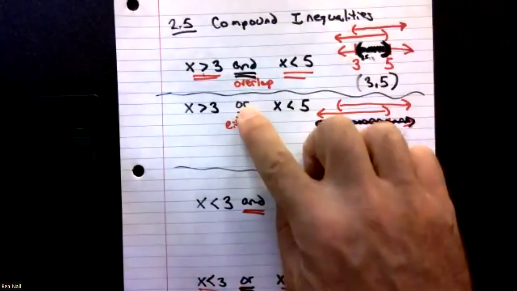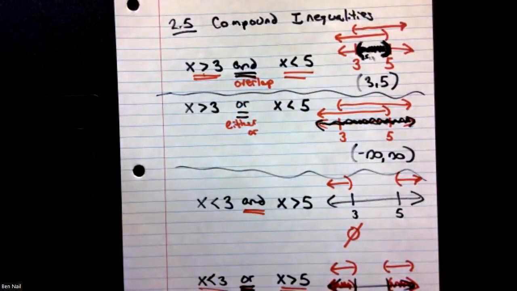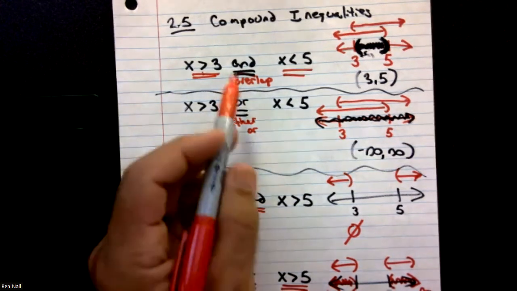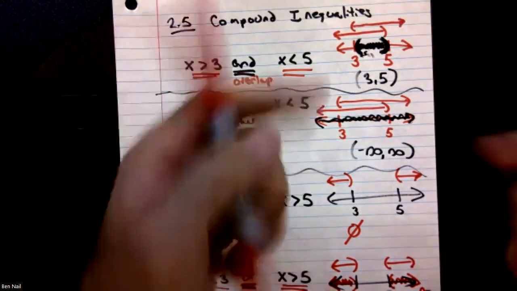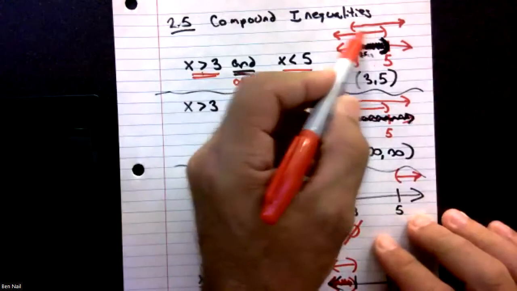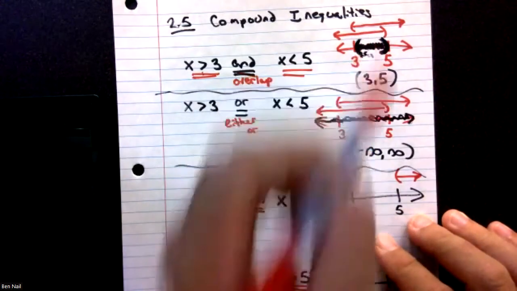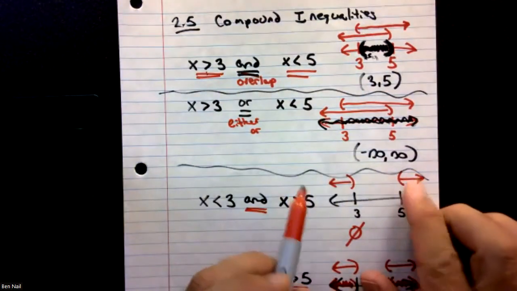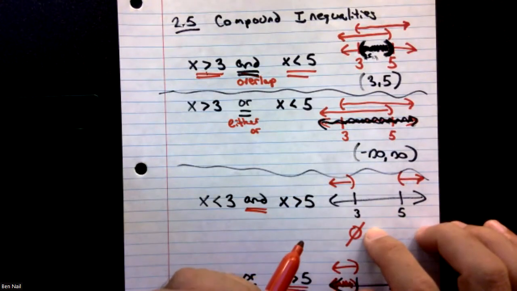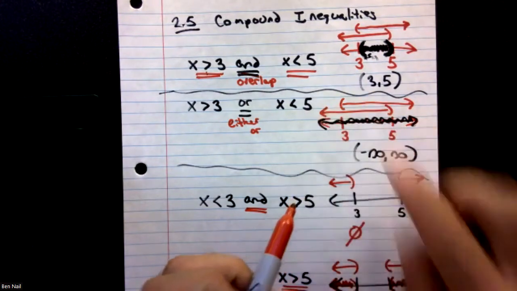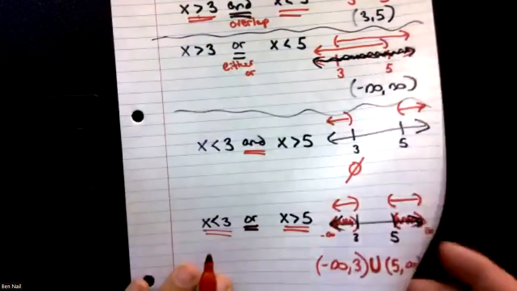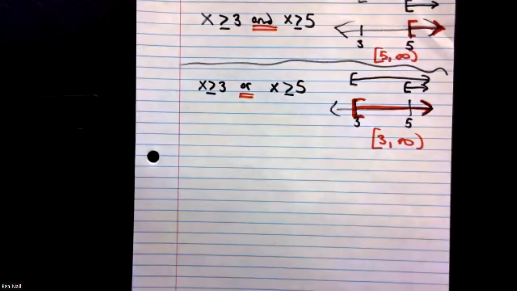Again, pay close attention to the words and or. Again, with and, you're looking specifically for overlap. If they're going in opposite directions, you're going to shade where they both shade, typically right there in the middle. If they're going in opposite directions and it's an and, that's a potential no solution. If it's an or, anyway, we went over all these different scenarios. So this is basically all of the different kinds of solutions you can get.